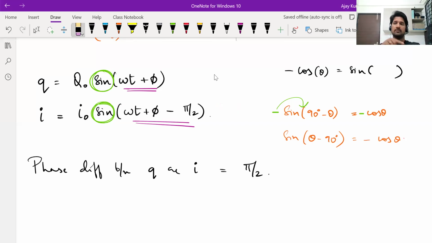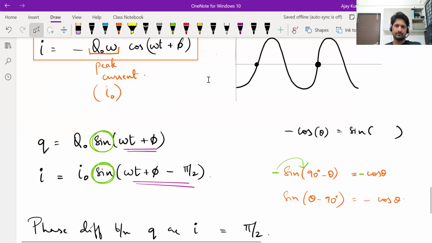Charges have completed switching places means the capacitor is again fully charged. There's no charge moving in the wires. They have switched places completely. So the capacitor is fully charged. At that time, the current is 0. So when charge is maximum, current is 0. That is what we mean by having a phase difference of pi by 2 or 1/4 of a cycle.